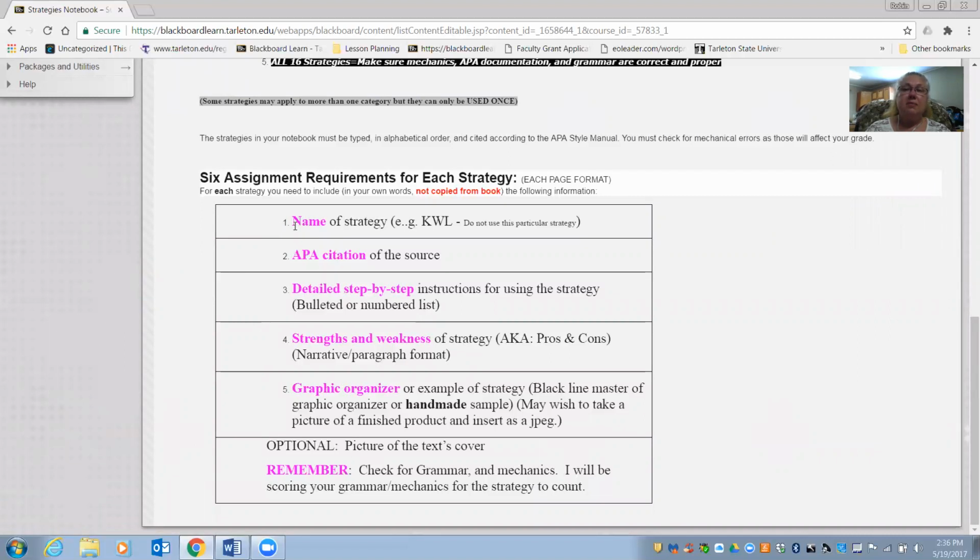Obviously, you're going to have to give me the name of the strategy, and then also the APA citation of the source. Where did you get it? And then a detailed step-by-step instruction for using the strategy. Think of this as a recipe book. This strategy notebook will, of course, be digital, but you can easily put this into a binder for your future use if you wish to have it on the shelf.